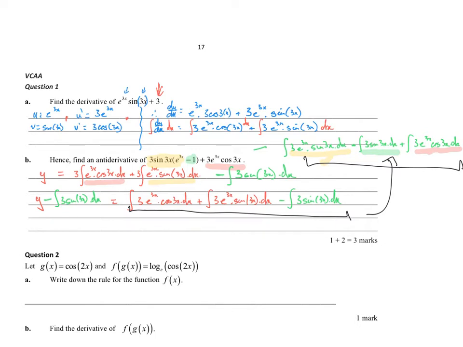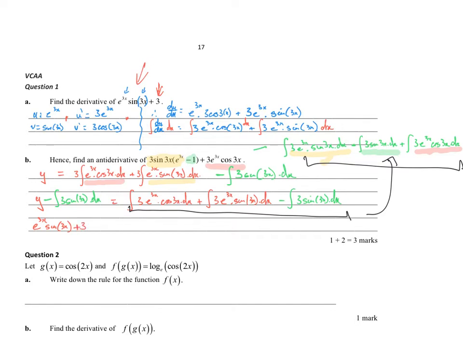So y we know is here. So y is equal to e to the 3x sine 3x. Now I reckon the 3 is optional.